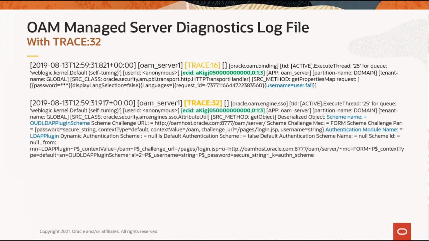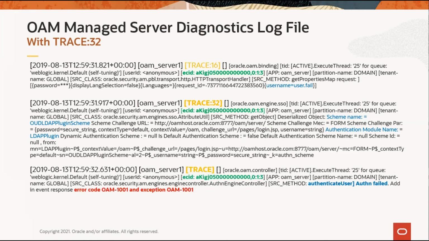Now here, in this next section of the log, we would go ahead and search for the authentication module name, and that's represented in the blue section. And we can see what that information is. It's called the LDAP plugin. And you can see that the ECID number is the same as the ECID number in the previous snippet of log that we looked at, so we know it's the same transaction.